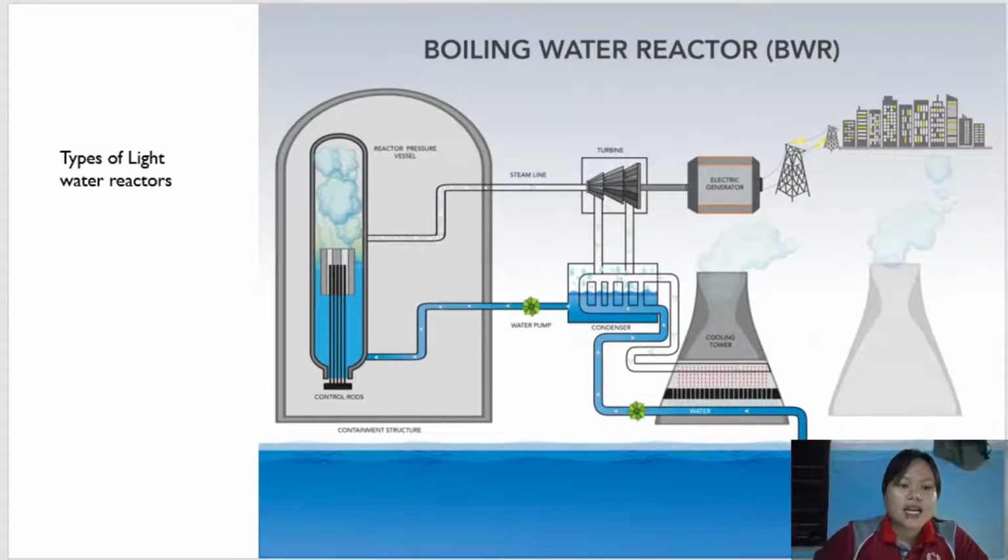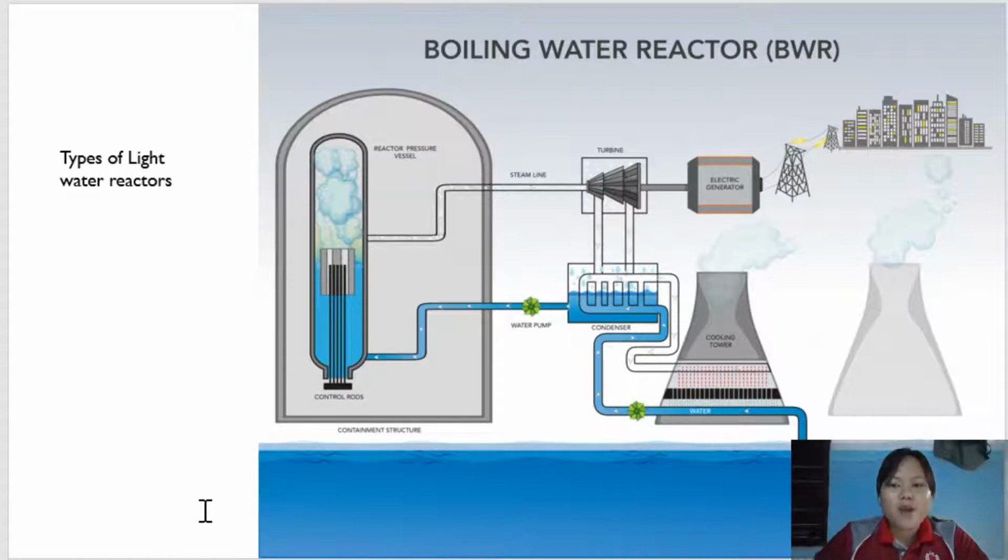The second type is the boiling water reactor or the BWR. BWRs heat water and produce steam directly inside the reactor vessel. As you can see here, there is a separation of the boiling water and the steam. Then the rods are immersed in the water, as you can see here.